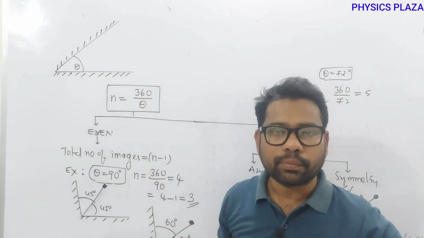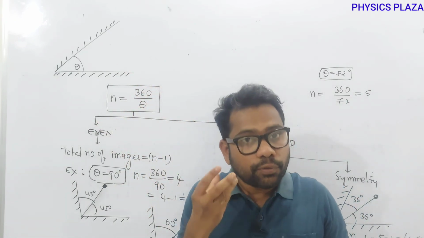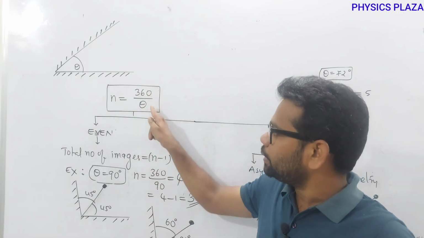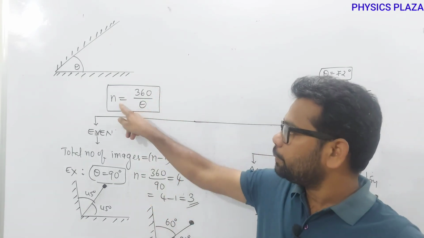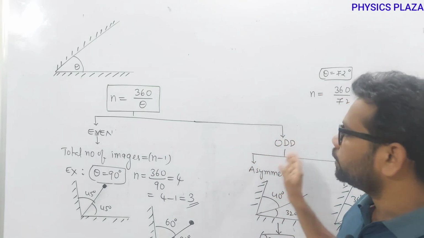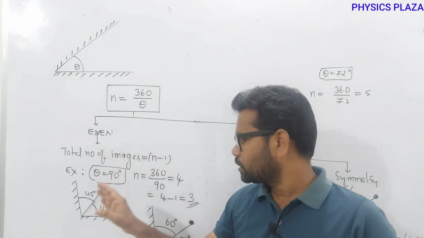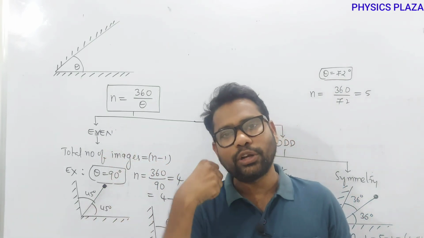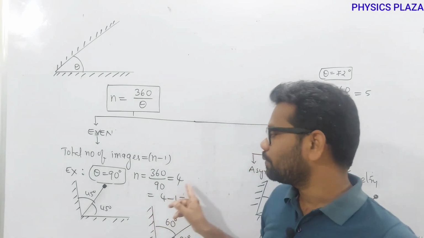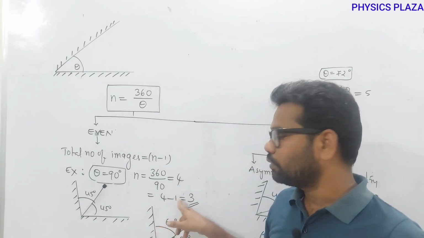number of images formed. Then to find the number of images, the formula is n is equal to 360 by theta. Children, this n can be an even number, it can be an odd number. If it is an even number, either the symmetric case or asymmetric, you need not think. Directly you subtract 1, that is n minus 1. 4 minus 1 will give 3.